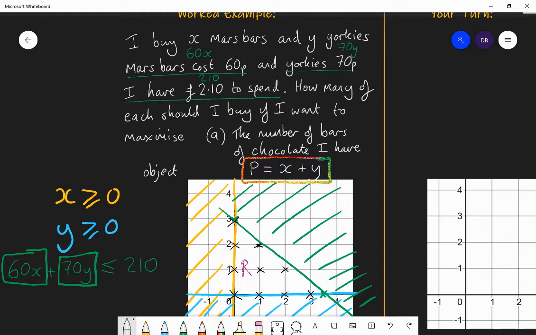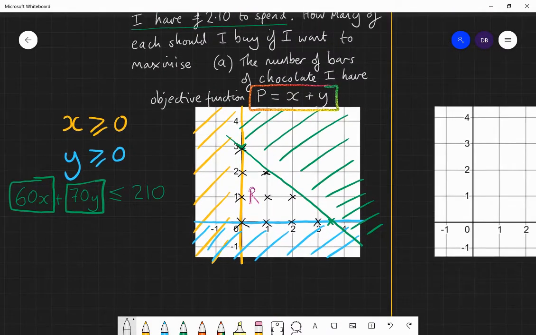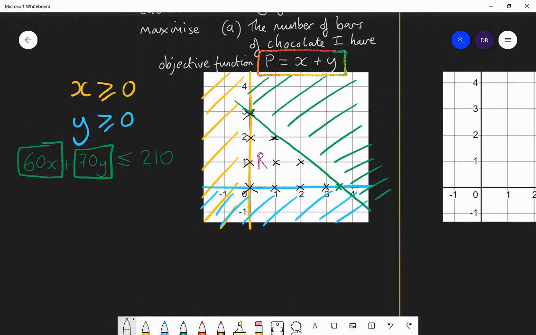Now, what you need to do with your objective function is work out which of the allowable values in your region make P as big as possible, because you want to maximize P. So you are trying to find out which of those values is the greatest. What we do is simply substitute the different values from the coordinates into P. I've got quite a lot of values here, but I'm pretty sure that 0, 0 is not going to maximize P. So I'll try the ones closest to the highest values of X and Y.